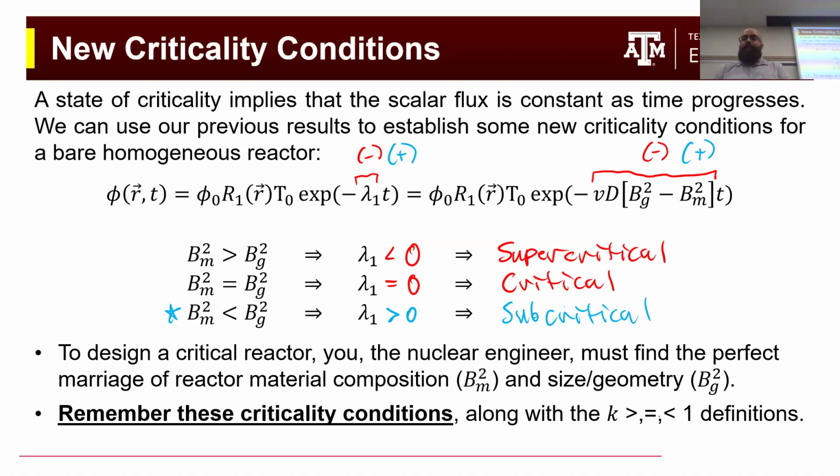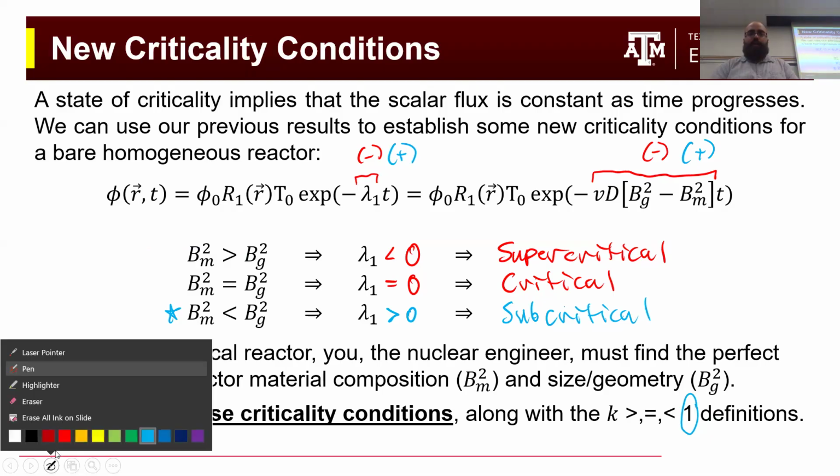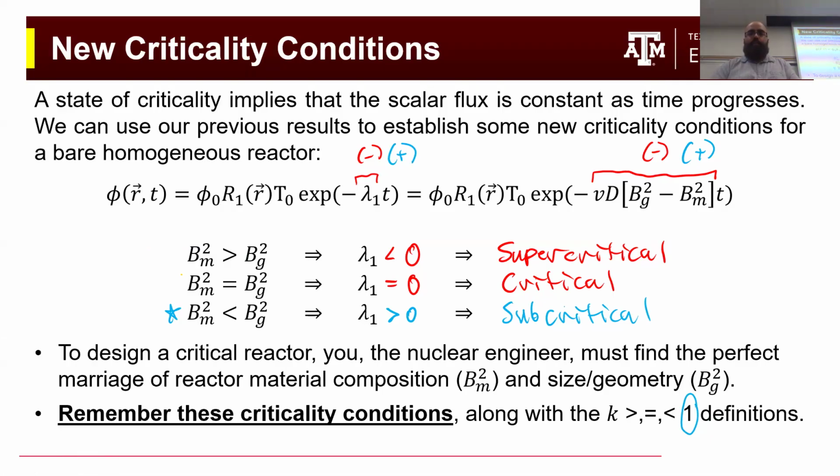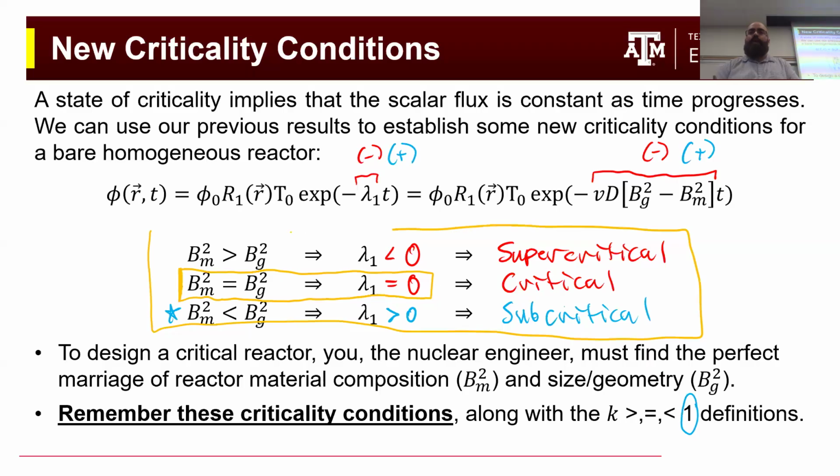So when we talk about criticality conditions, we should be able to know different ways to talk about criticality. So far, we've talked about K equals 1 as being a way to know if our reactor is critical. This is another way that we can talk about the reactor being critical, these internal definitions that we have right here. In general, we want to be able to talk about criticality in all these different kinds of ways.